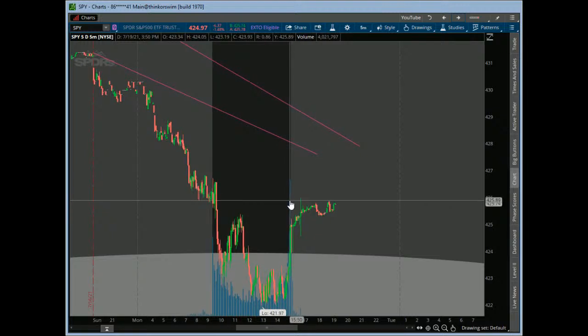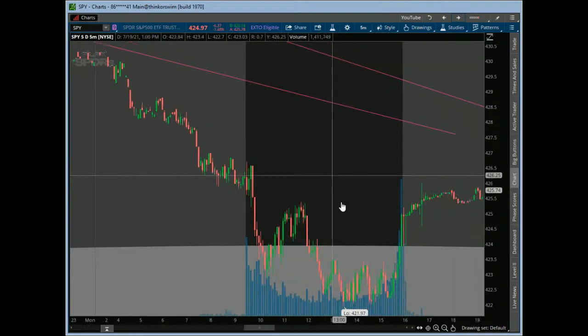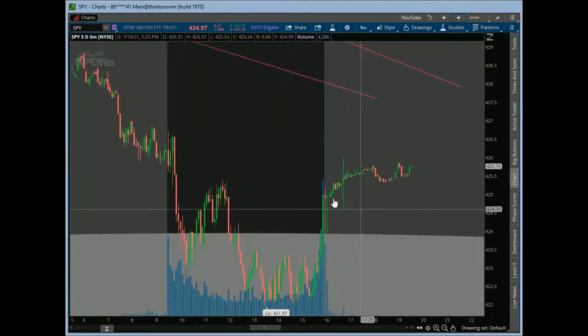6.4 million on the last 5-minute candle of the day. Huge, right? The opening candle, and it was a pretty big opening candle today too, was 3.7 million. So that was a huge amount of volume into the close. So definitely some good bullish price action there going into tomorrow.